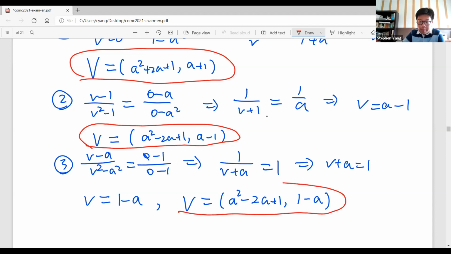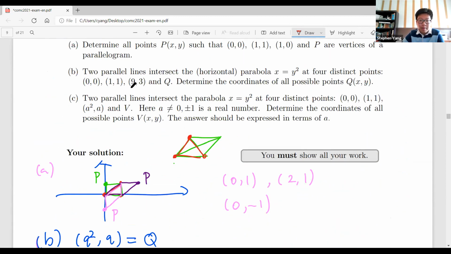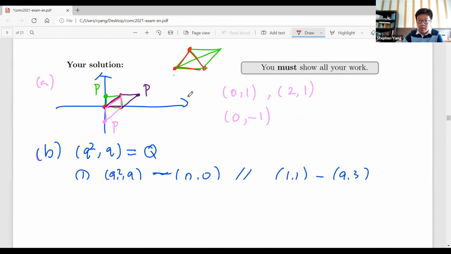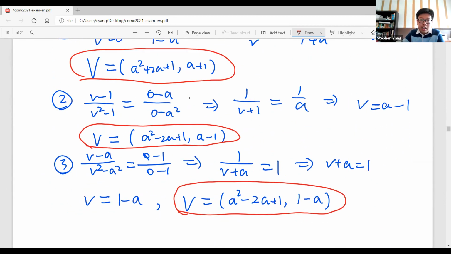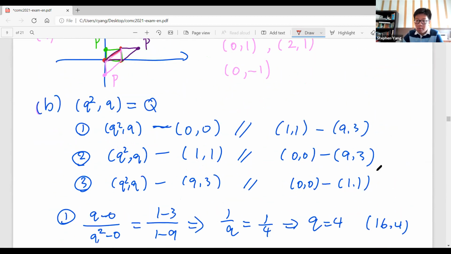And we could check using the value in part B. So in part B, you basically have a is equal to 3, right? So if you check this, you have 3 squared plus 2 times 3 plus 1, comma a plus 1. So this is equal to 9 plus 6, so that is 15 plus 1. So this is 16, 4. So that matches our answer for part B right here.